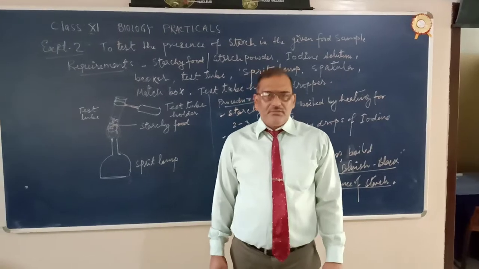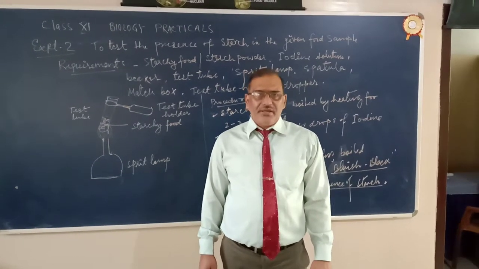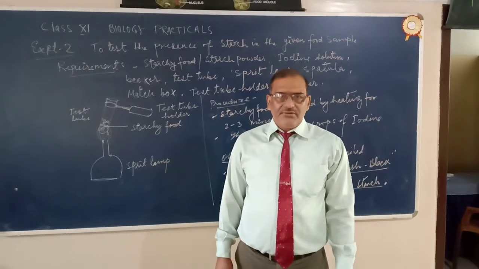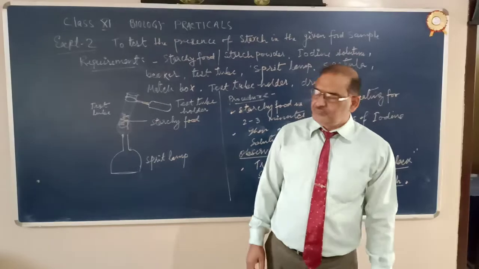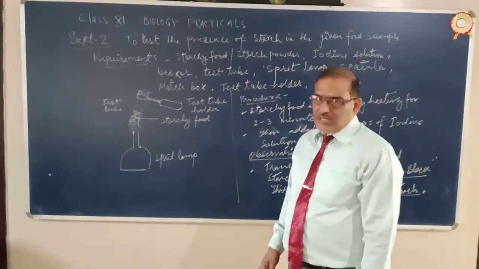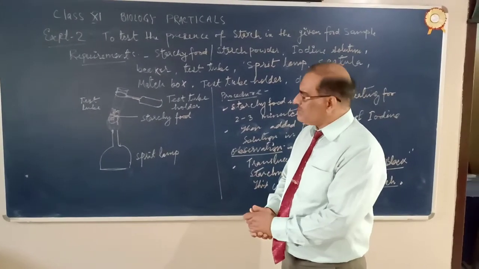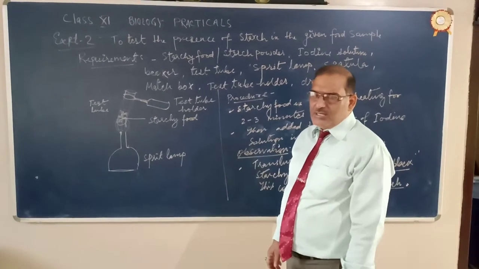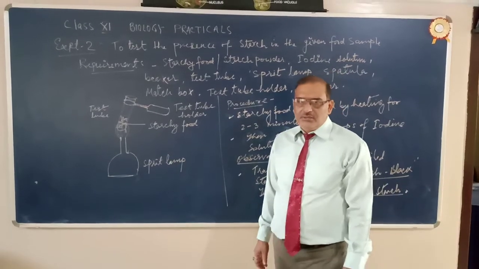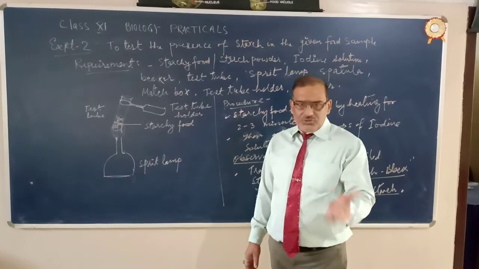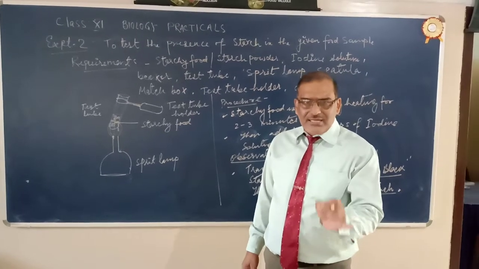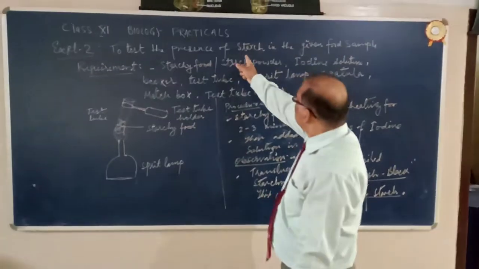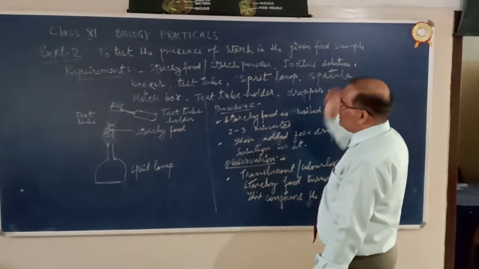Now, let me discuss today the second practical. The second practical experiment we are going to discuss today is a chemical test. There are three parts of the chemical test. First of all, right now we are going to discuss the test for the presence of starch in the given food stuff. The food material which has been given to you, you have to test whether this contains starch or not. So this is the experiment to test the presence of starch in the given food sample.